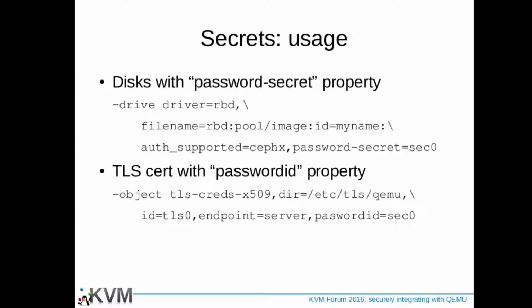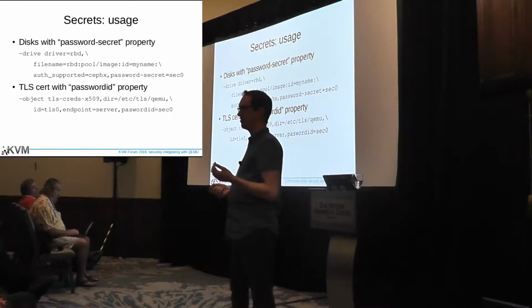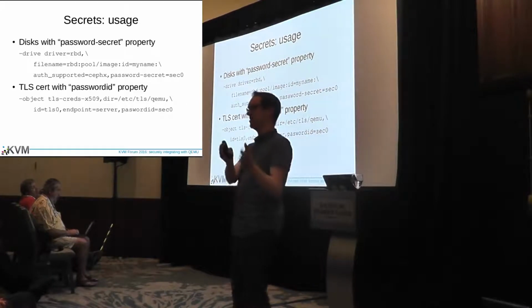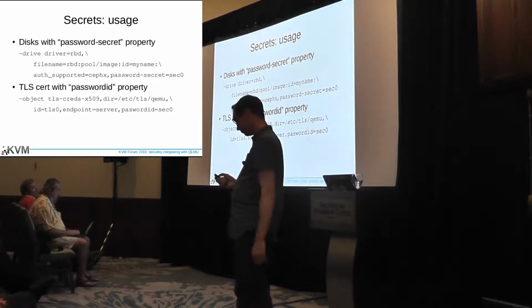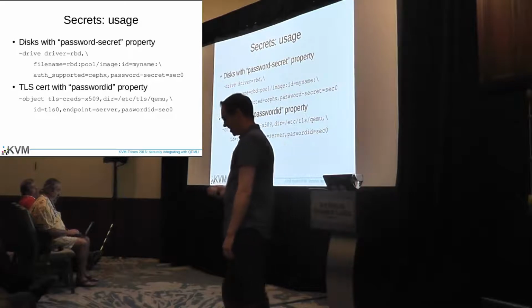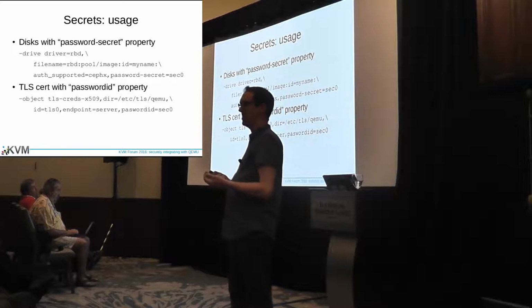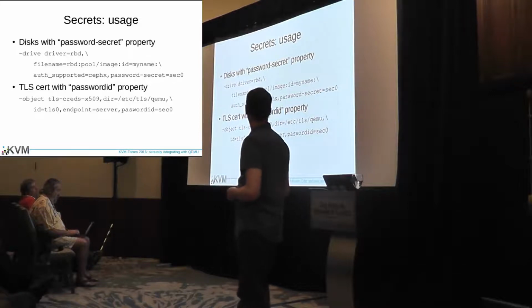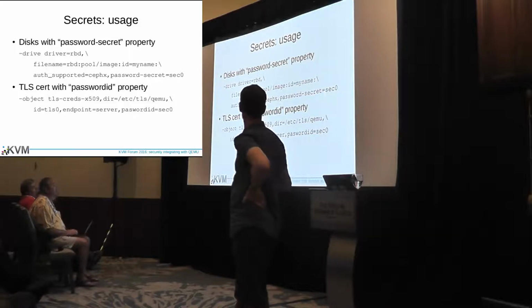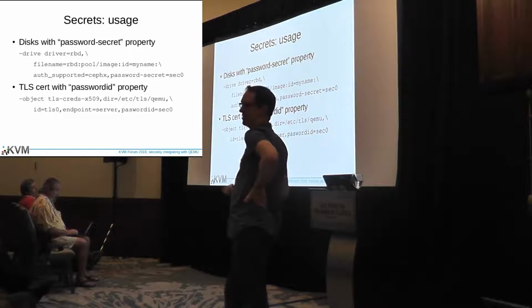So once you've defined the secret and loaded it into QEMU, you've got to be able to associate the secret with the thing you're configuring. So the RBD server, for example, when QEMU authenticates with RBD, it has to provide a password. So we've got a new property for the RBD configuration, password secret, where you just provide the ID of the secret, which has the RBD password in it.